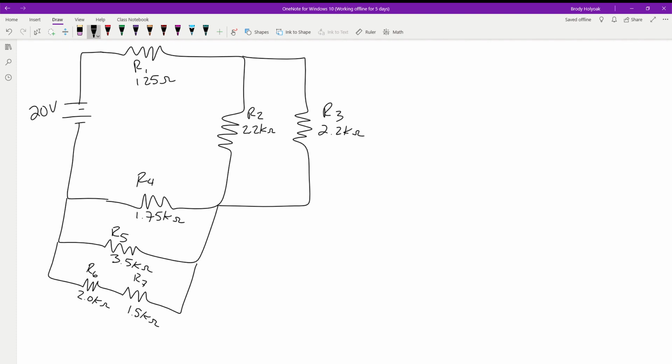Basically what I'm looking for, basically solve for everything. Solve for your voltages, solve for your currents, solve for your powers.